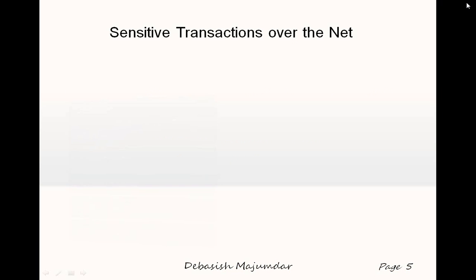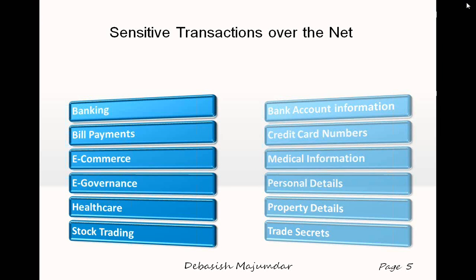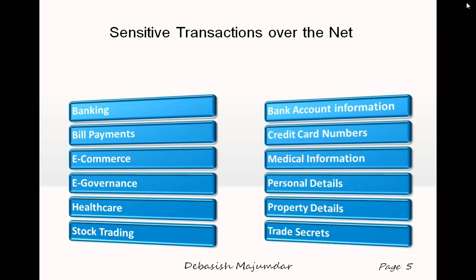So let's see what are the security transactions over the net and what are the sensitivities around those. Say banking, different e-commerce applications, e-governance applications, healthcare, stock trading, bill payments, bank account information, credit card numbers, different medical information, personal details, property details, trade secrets, etc.